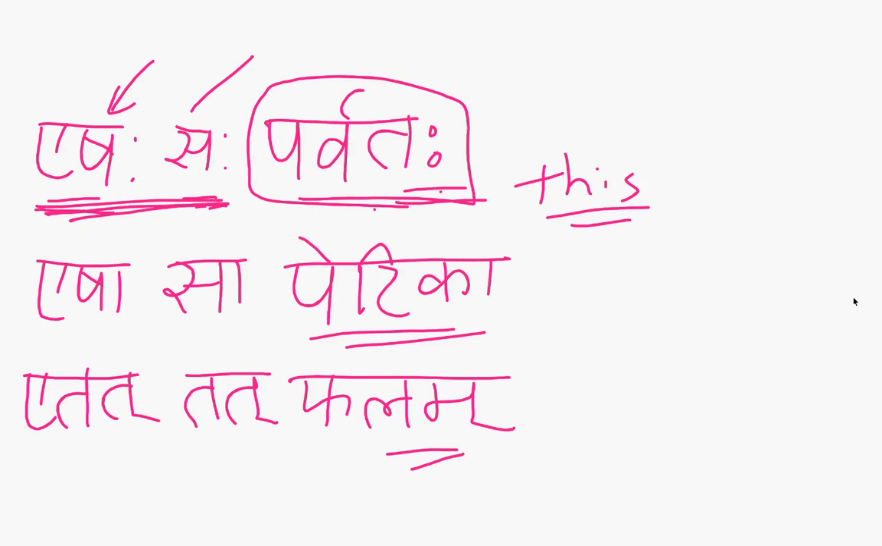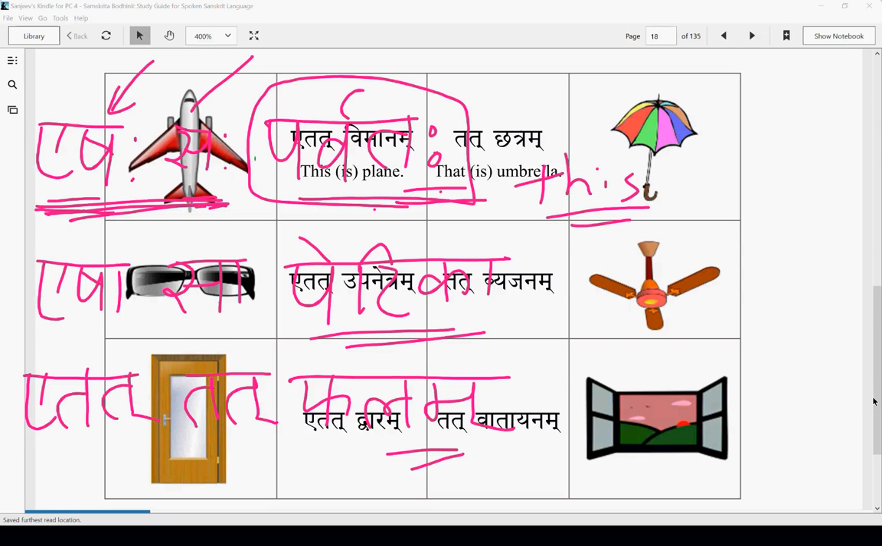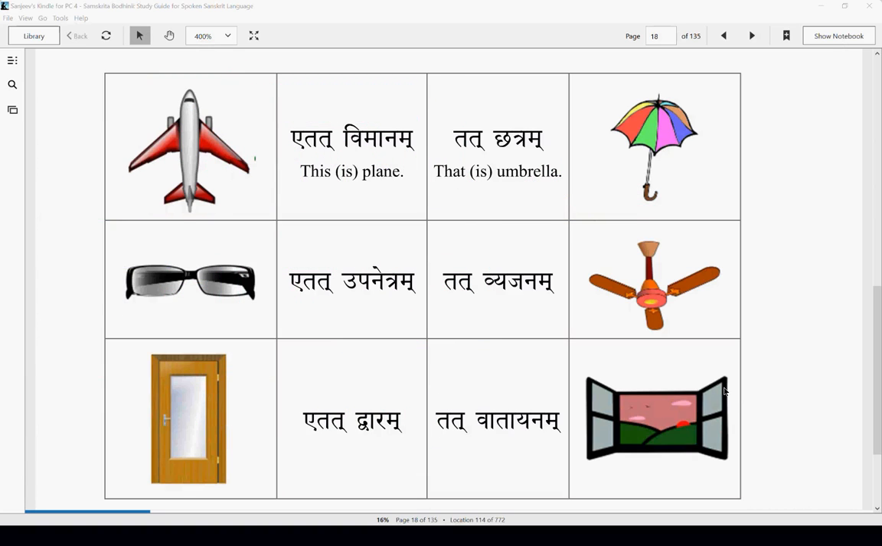I'm going to mute all the lines. Any questions so far? If you have any question, please unmute your line and you can ask the question.